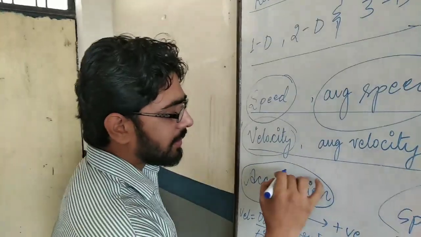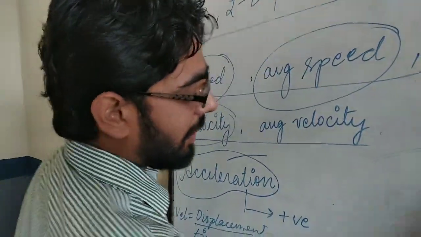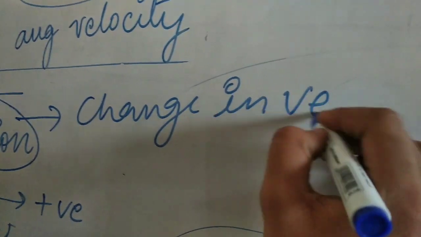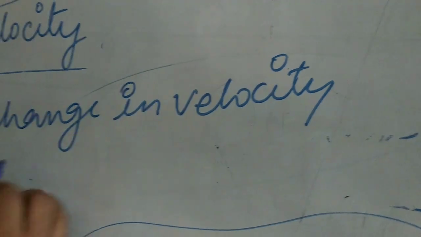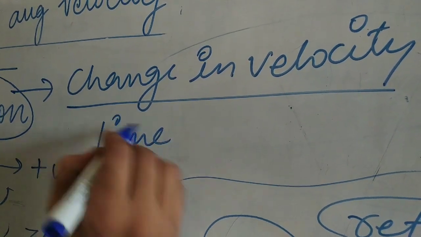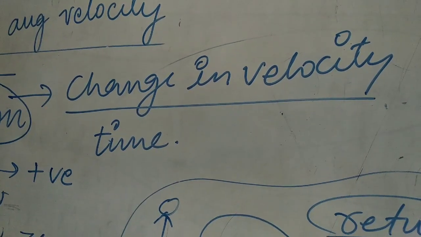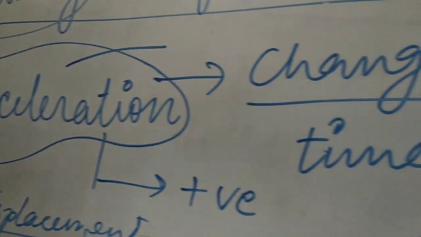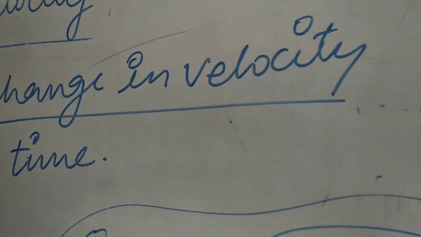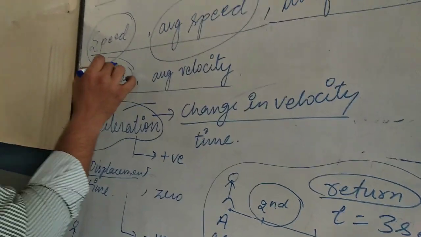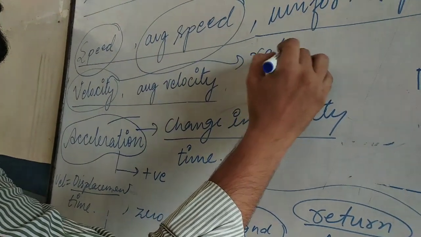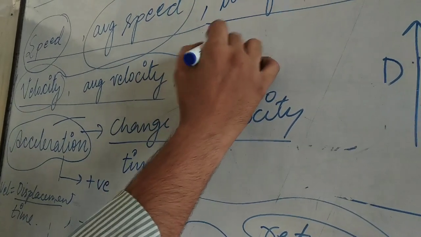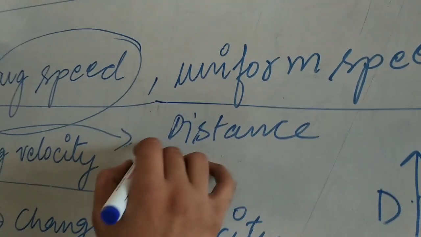Okay, so we can say acceleration is change in velocity upon time. You can also say it is the rate of change of velocity. And velocity can also be written as rate of change in position with respect to time, or you can also say distance upon time. This is displacement.